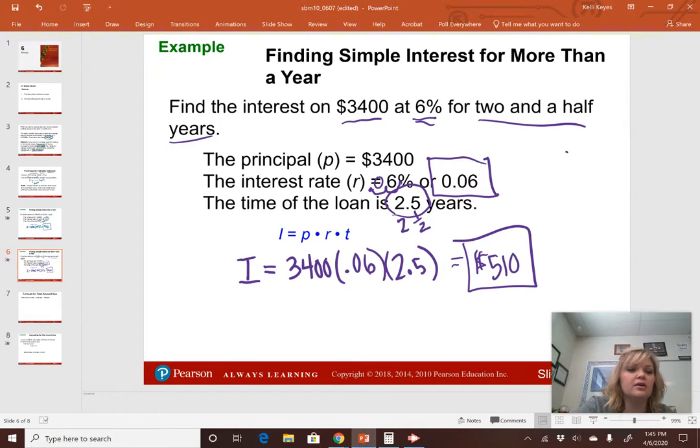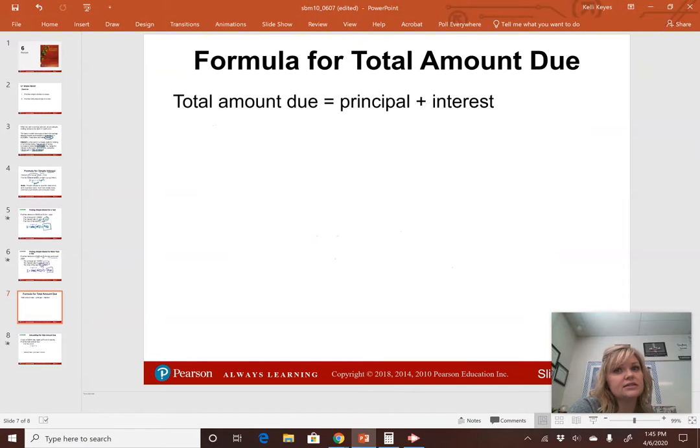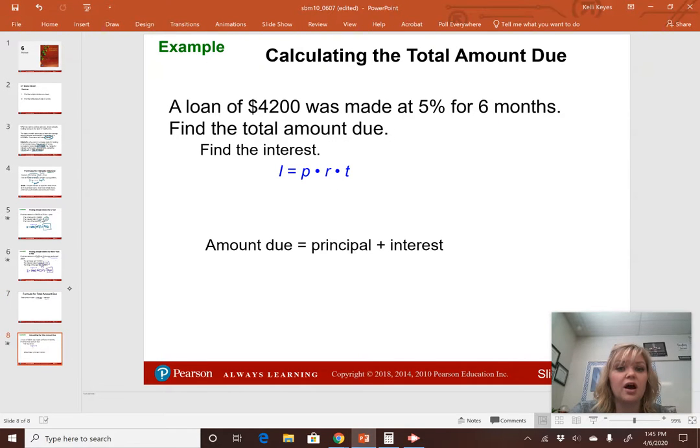The other type of problem you'll have on your assignment is not just finding the interest, but finding the total amount that's due. If you're taking out a loan and it has simple interest, what's the total amount that you're going to end up paying? Because you're going to pay the principal amount that you borrowed plus the interest that is accrued. So we're going to start off finding what the interest is. This is review from what we have previously done.